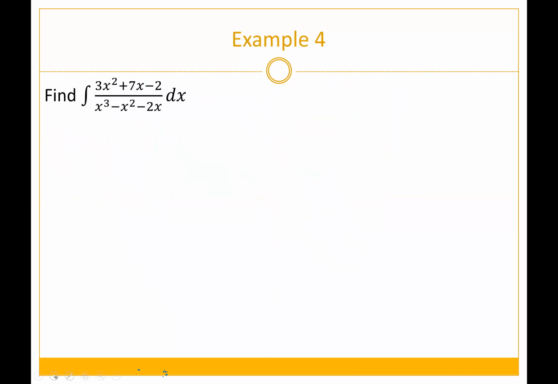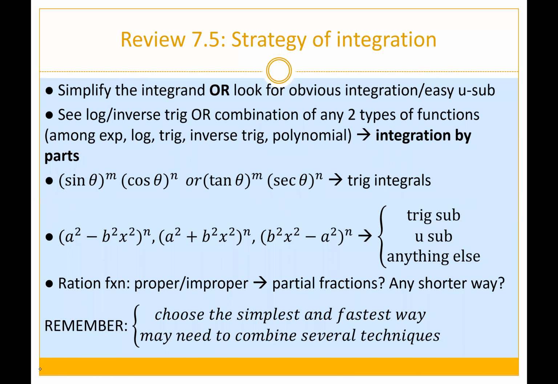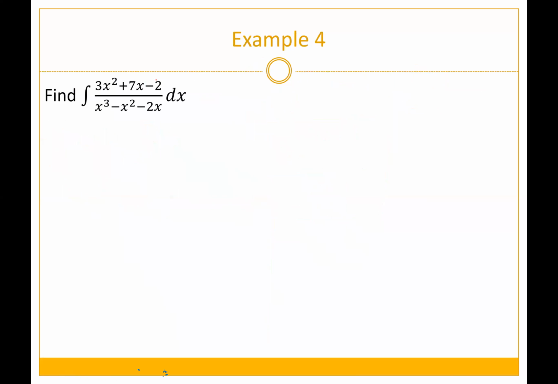Now we're going to go to example 4. Here we look at the rational fraction. It's already in the proper form, where the highest power in the numerator is power 2 and here it's power 3. So what we're going to do is go ahead and factor the denominator. We have 3x^2 plus 7x minus 2 over the denominator; if I take x out, what we have left inside is x^2 minus x minus 2.